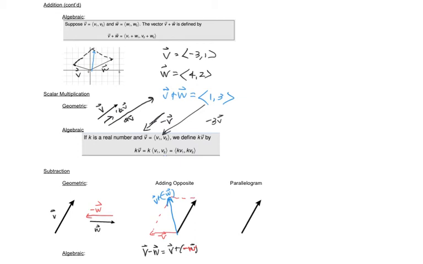The way the parallelogram method works is the first part is just like addition. You get your v and your w, and you draw the parallelogram. With addition, remember, it was this diagonal here. With subtraction, it's this diagonal here.